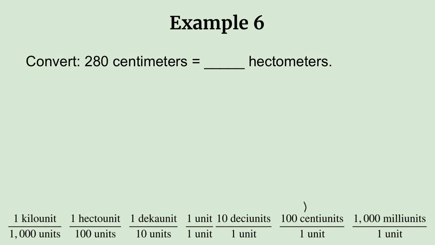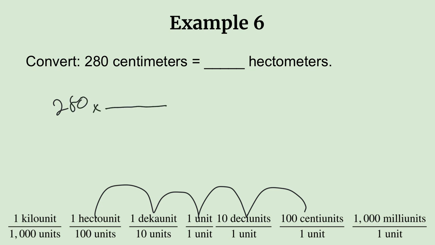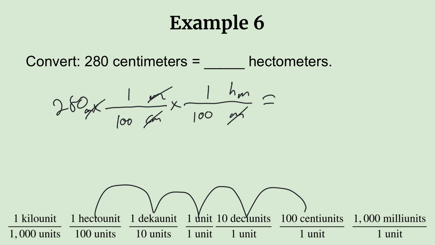280 centimeters to hectometers, that's 1, 2, 3, 4 jumps, so that'd be 280 times, and that's centimeters to meters, meters to hectometers, cancel, and then there are 100 centimeters to 1 meter, and then there are 100 meters to 1 hectometer, so it's 280 over 10,000. One of those cancels, so we move the decimal 3 times at 0.028 hectometers.